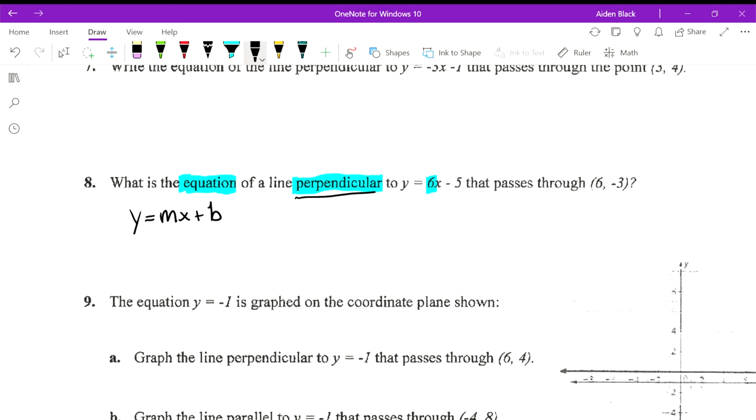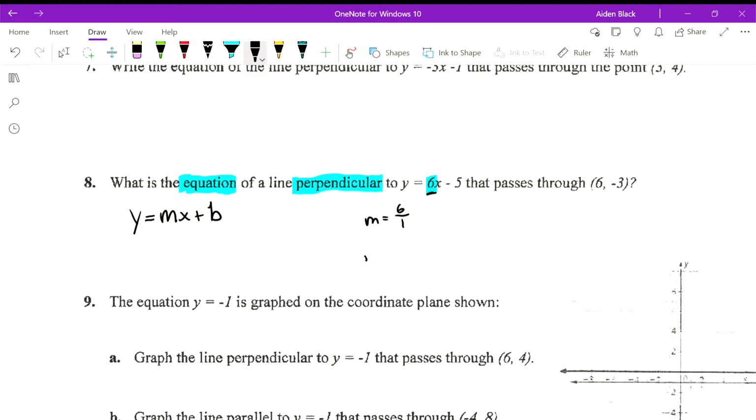of a line perpendicular. So I think slope. What do I have to do to the slope so that the line I make is perpendicular? If the slope here is 6 over 1, right, because that's equivalent to 6, you go up 6 over 1.